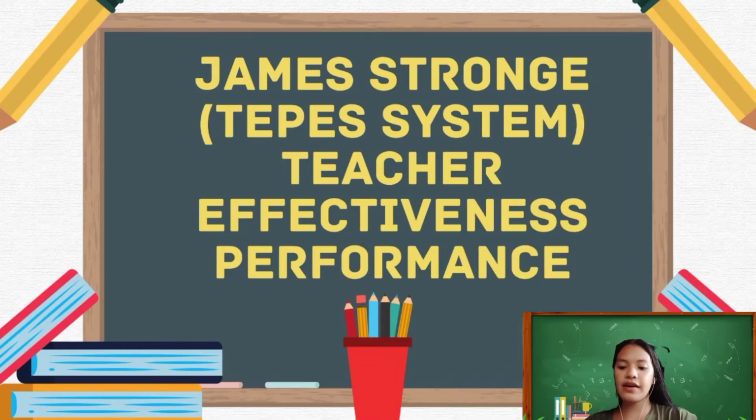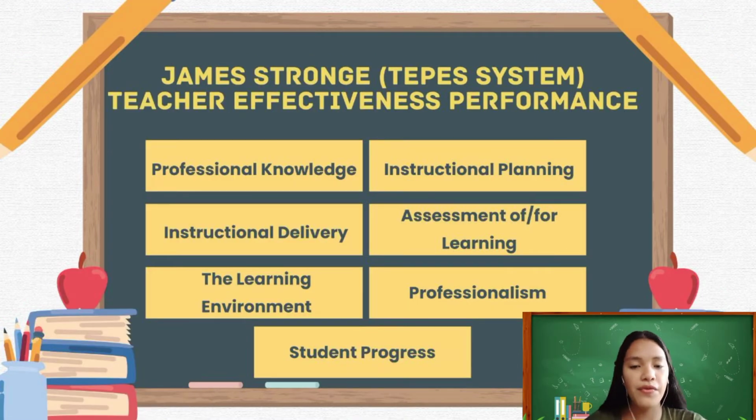So next, we have the third model of effective teaching, the James Stronge model, which has the Teacher Effectiveness Performance Evaluation System, or the TEPES. So what is TEPES? TEPES provides balance between structure and flexibility, giving guidance on effective instructional practice. It also provides flexibility, allowing creativity and individual teachers' initiative. So this concept of James Stronge has seven performance standards.